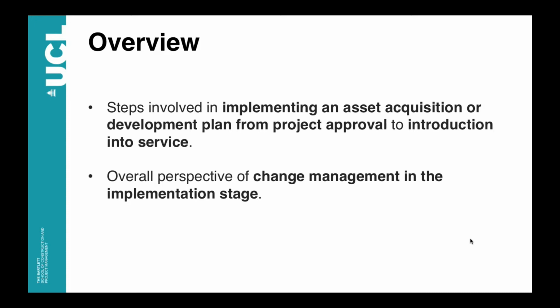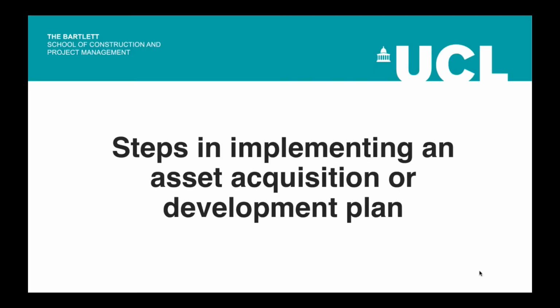So basically, we are going to see how the process works and which are the different actions that we need to take into consideration. In the final part of this section, I will be explaining how we should manage change in the implementation stage. Let's present now the different steps that we will be following when implementing an asset acquisition or development plan. We can identify 12 different stages in that process.